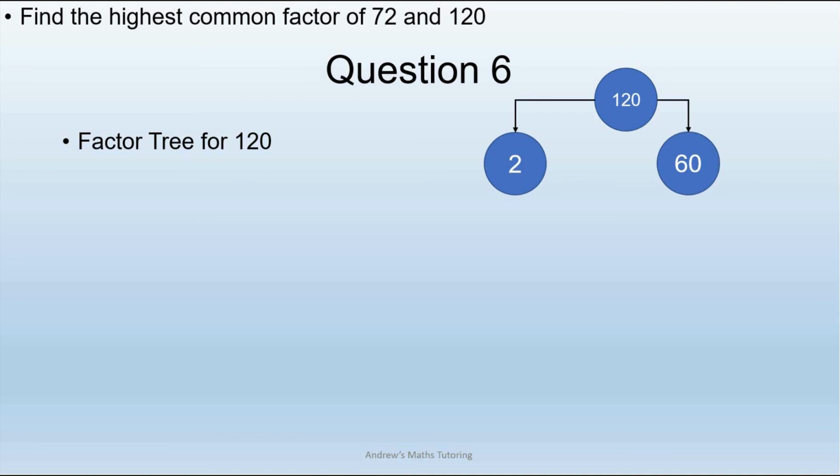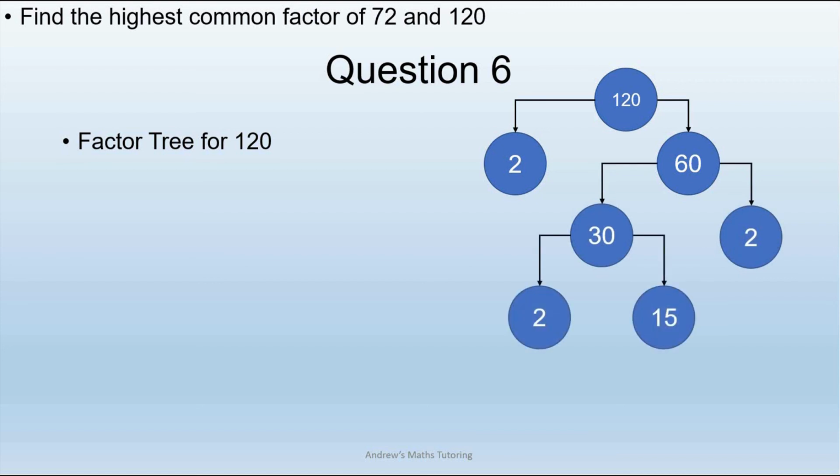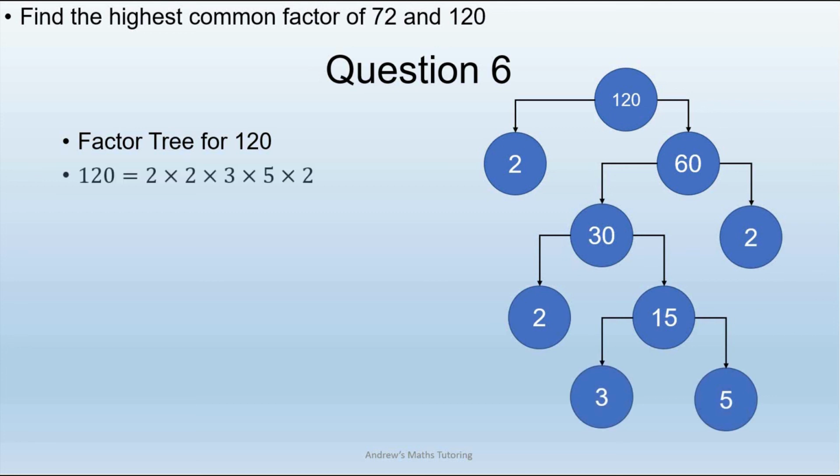I'm now going to break 60 down into 30 and 2. 30 needs to be broken down into 2 and 15. And 15 can be broken down into 3 and 5. We can then come up with an expression for 120, which is the product of every prime number that's in our tree, and every prime number is the bottom of each branch. So we have 2 times 2 times 3 times 5 times 2.